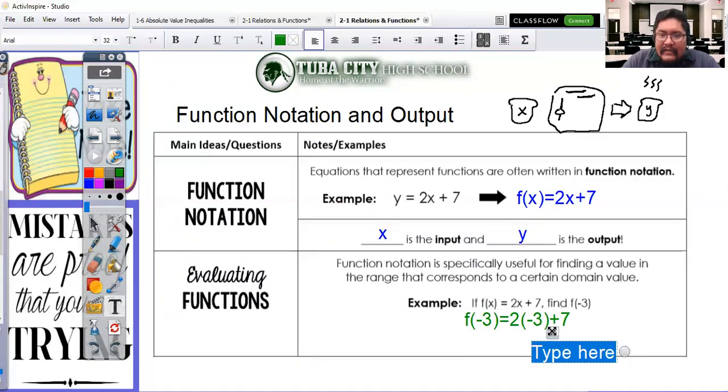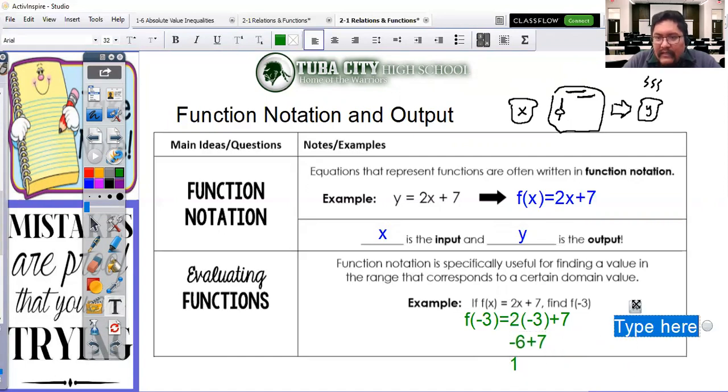Now to evaluate it, I just need to start doing the regular math stuff to it. So 2 times -3 is -6. And the plus 7 is still there, so you'd use your normal order of operations. And let's see here, I'd have 1.